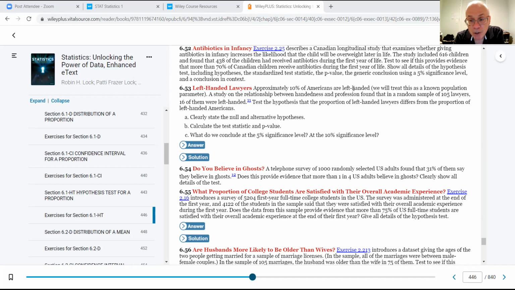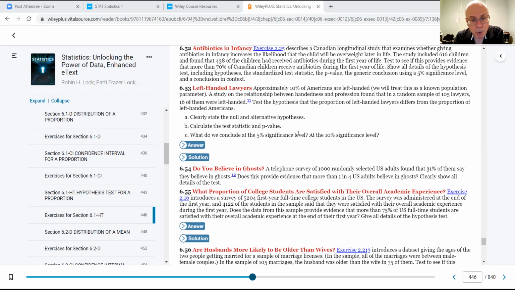We would conclude that there's not enough evidence to show there's a difference between lawyers and ordinary Americans in terms of left-handedness. Now, if we use 10% as the significance level, then we would say at the 10% significance level, there is enough evidence to conclude that the proportion of left-handed lawyers is different than for ordinary Americans in terms of left-handedness. All right, so that's an example, 6.53.